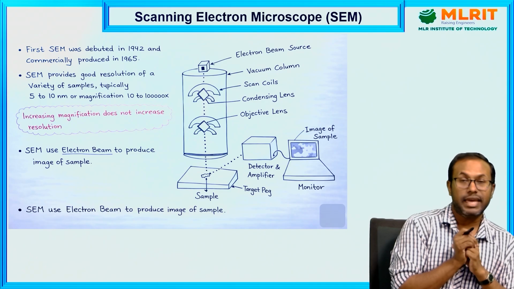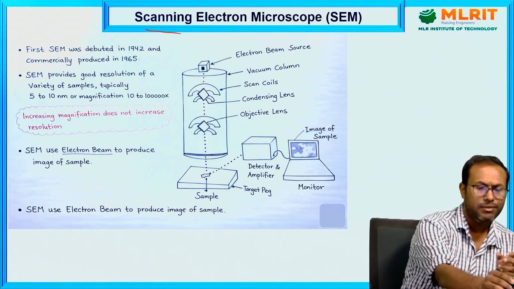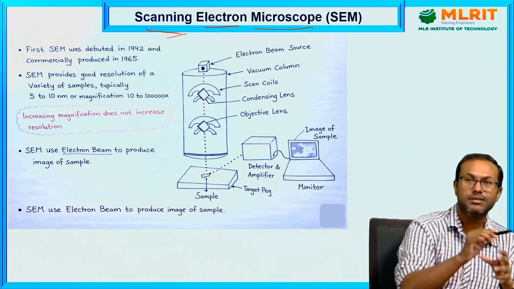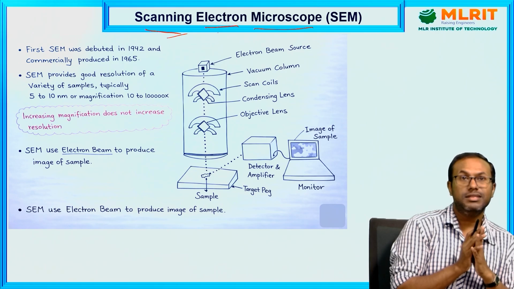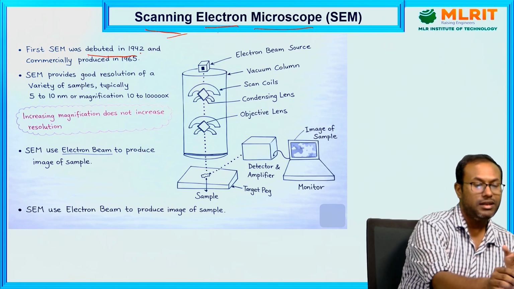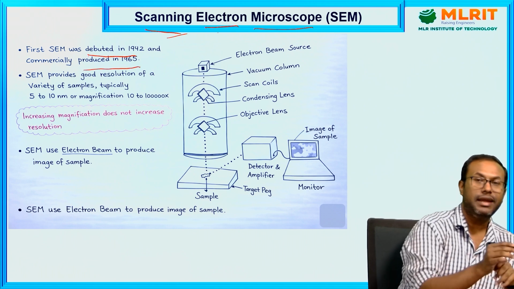Now the name is scanning electron microscope. I will come to each and every word: why it is called scanning, why electron, and the microscope is basically magnifying the image. First, the scanning electron microscope was first discovered in 1942, and it was commercially produced and used from 1965.